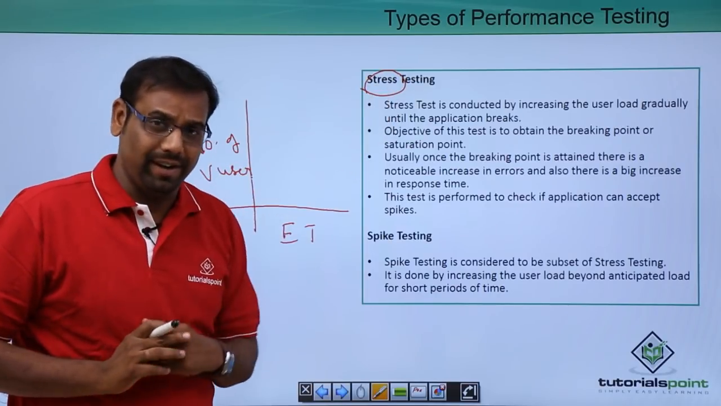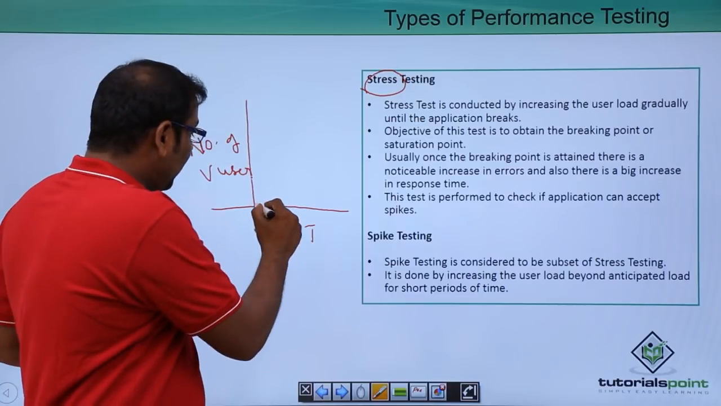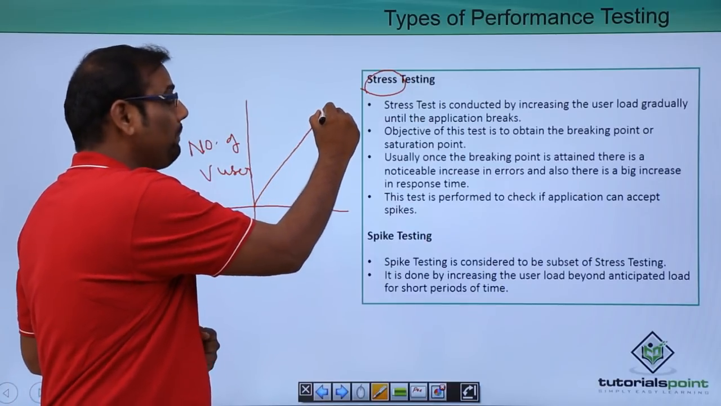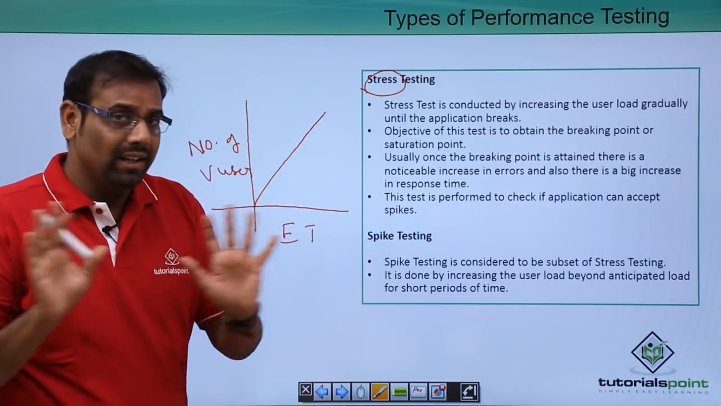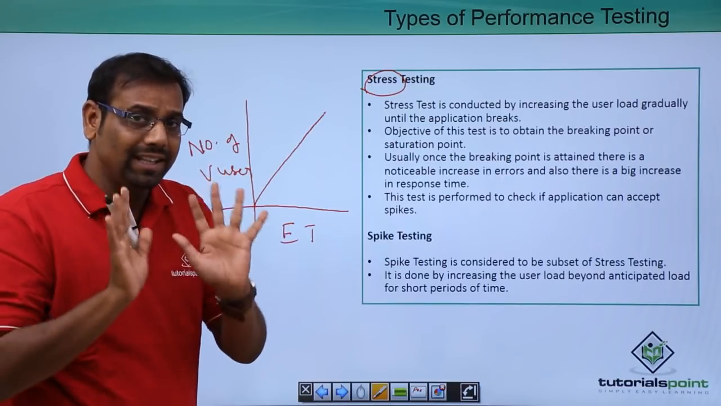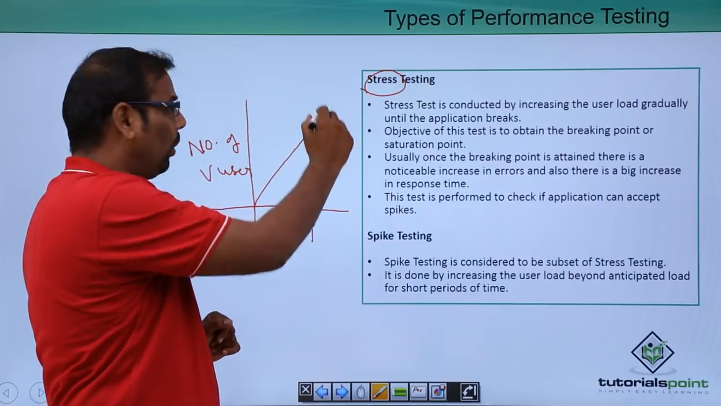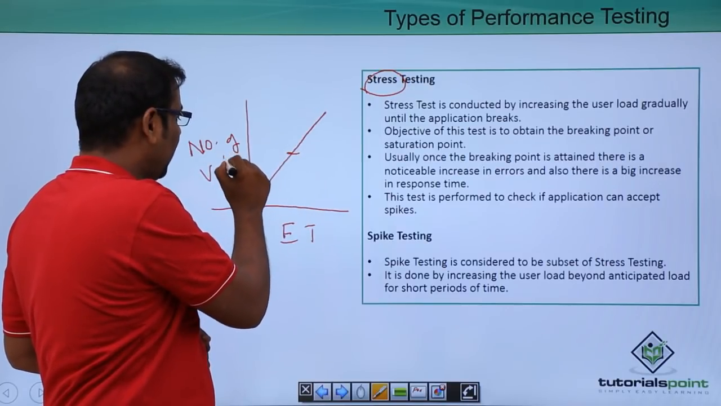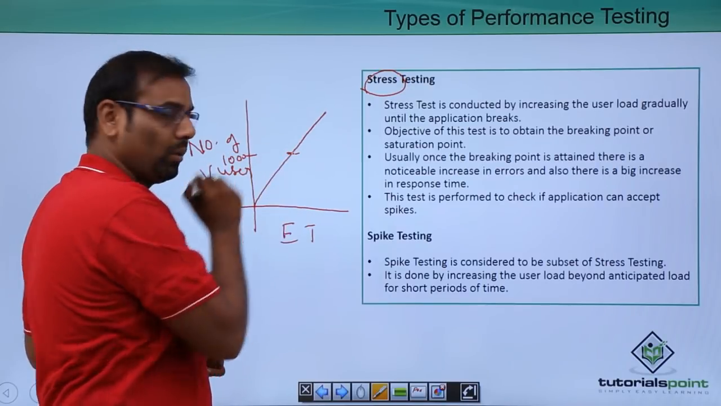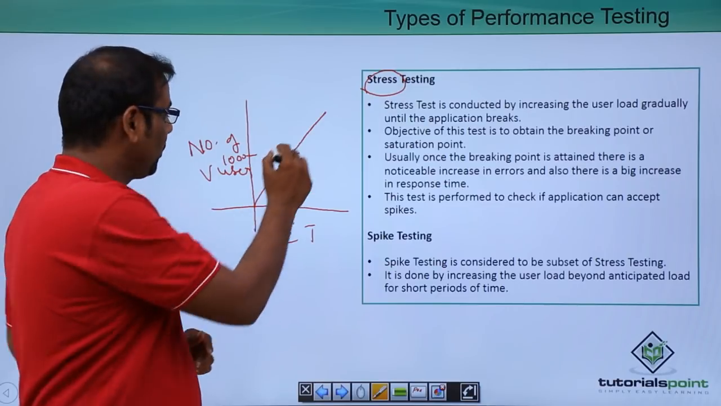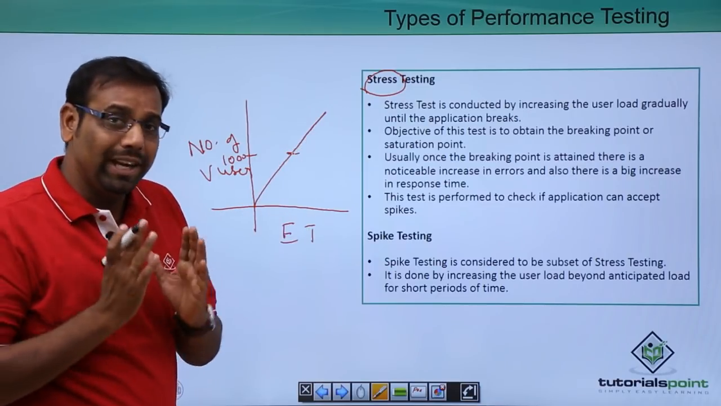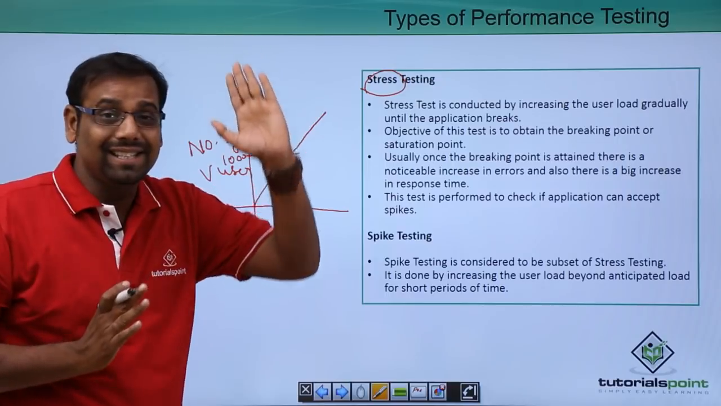So as a part of the stress test, what do you do? You keep ramping up. There is no steady state, there is no ramp down over here. There is just a ramp up. You keep increasing the load. Let's say this is the 1000 mark. This is when the peak load is. After the peak load is reached, you keep increasing the load until the system breaks.